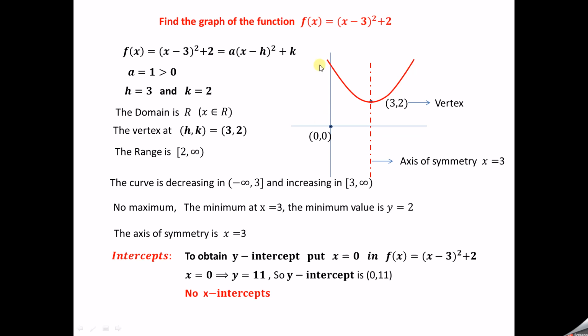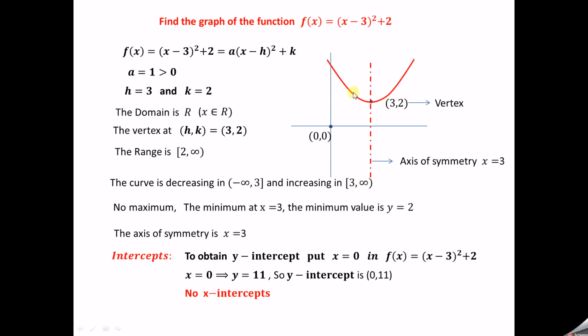The next one, increasing and decreasing. For what values of x is the curve decreasing? From minus infinity to 3. X is 3 here. So from minus infinity to 3, the curve is decreasing, that we have written here. And when is the curve increasing, for what x values? When x is from 3 to infinity, the curve is increasing.